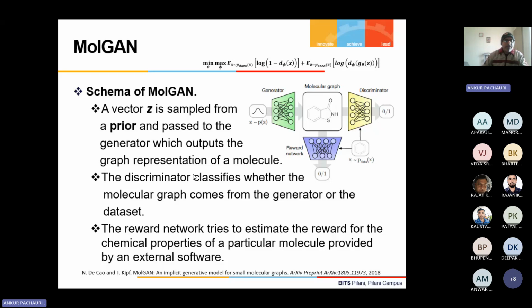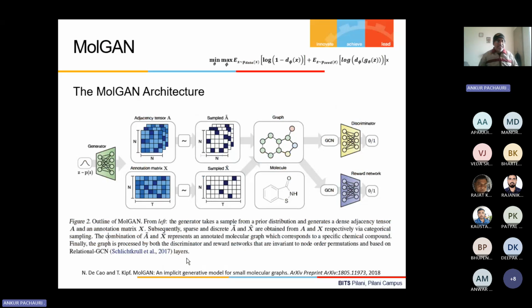So what is the schema for this? The schema for MolGAN is a vector Z sampled from the priors and passed to the generator, which outputs a representation of a molecule. Then the discriminator classifies whether the molecular graphs come from the generator or from the data set. And there's a reward network that tries to estimate the reward for the chemical properties of a particular molecule, provided by external software, whether it has made a wrong decision or the correct decision. So this is the architecture.